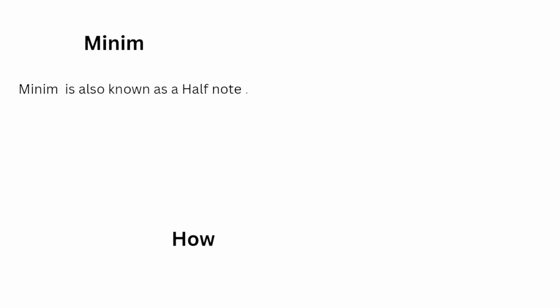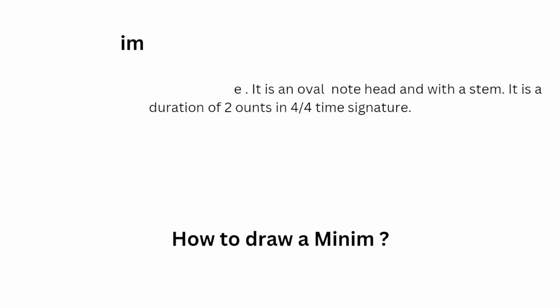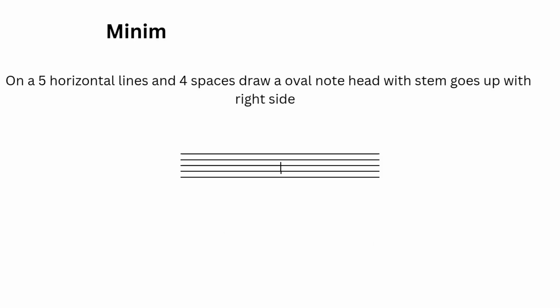Minim. Minim is also known as a half note. It is an oval note head with a stem. It is a duration of 2 counts in 4/4 time signature. How to draw a minim? On 5 lines and 4 spaces, draw an oval note head with a stem going up on the right side.